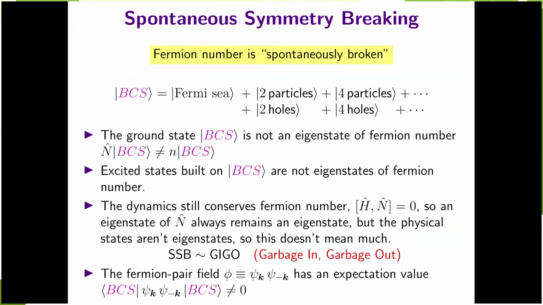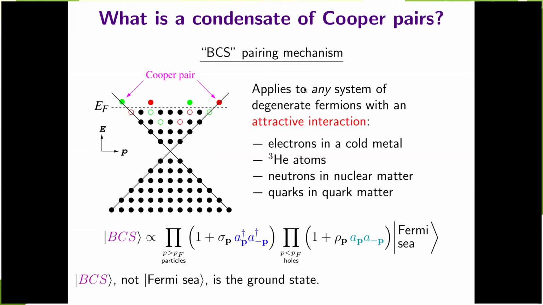Okay. So let's talk about what happens now. So imagine multiplying out that. I'm sorry to keep going back and forth, but imagine multiplying out that BCS state. So you're going to get something with the Fermi C plus things with 2 particles, things with 2 holes, things with 4 particles, things with 4 holes.